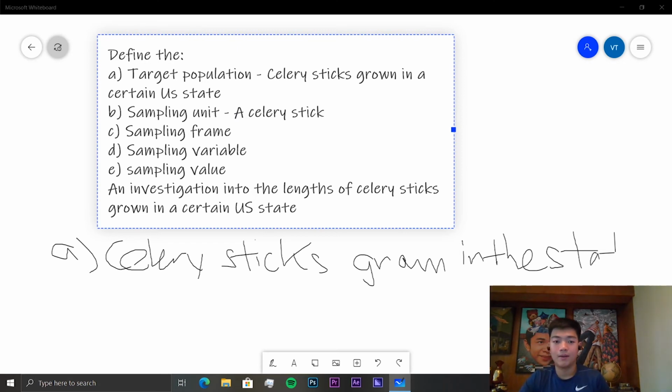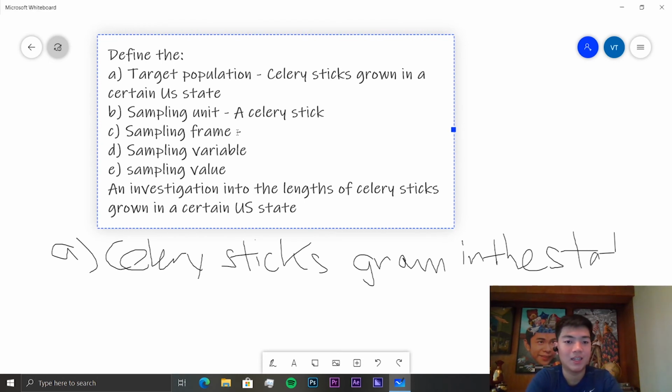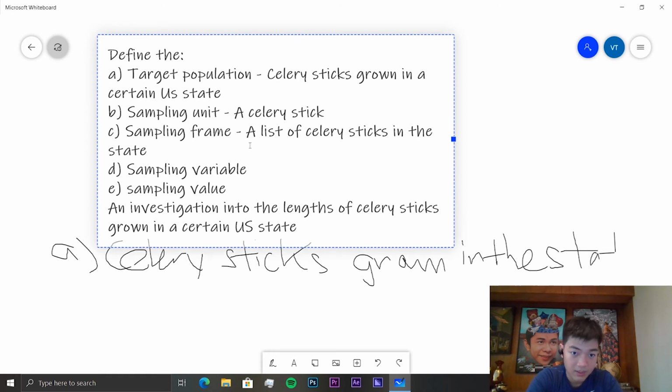So, what is our sampling frame? Our sampling frame would probably be all of the celery sticks in the state, or like a list of the celery sticks in the state. Okay, what's our sampling variable? Well, it's clearly the length of the celery stick.